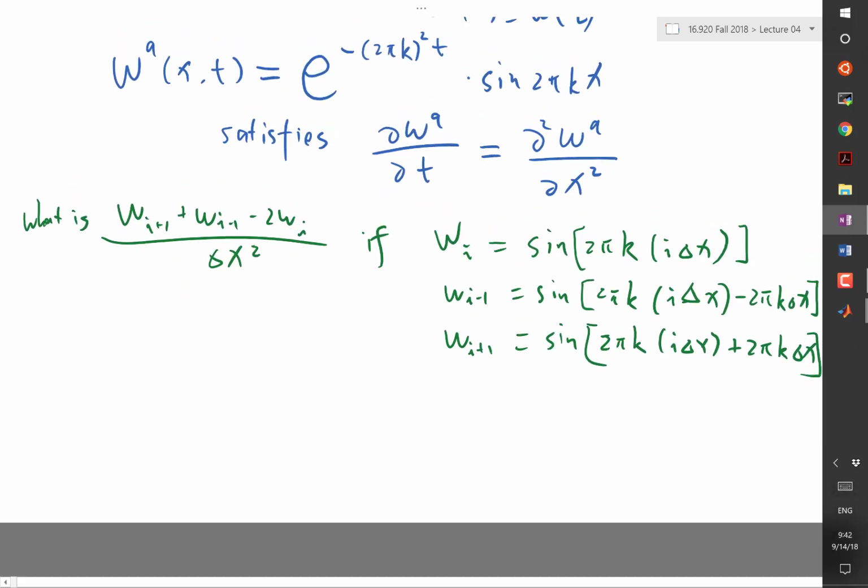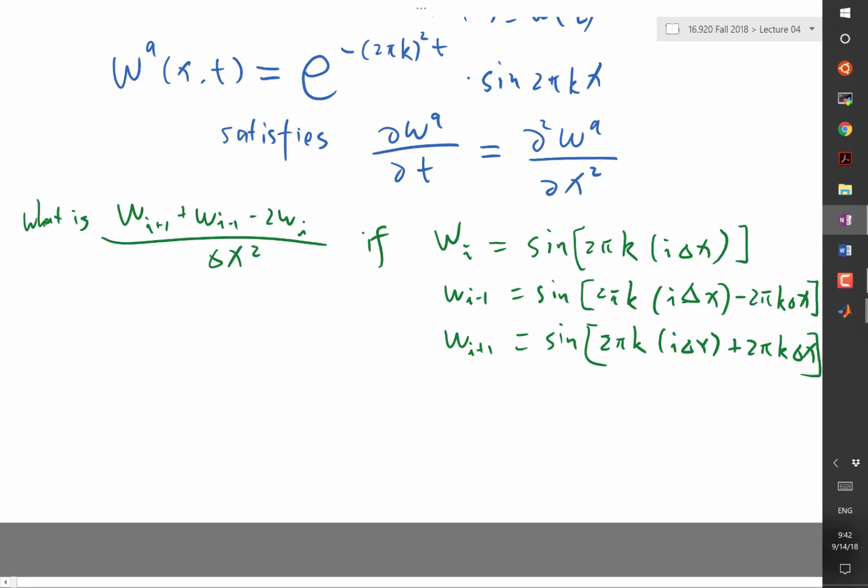I plus 1 is then basically adding 2 pi k delta x inside the sine. The rest is really trigonometric function algebra, and the algebra is actually a little bit easier in this case if, instead of writing sine and cosine functions, you write exponentials of imaginary functions.